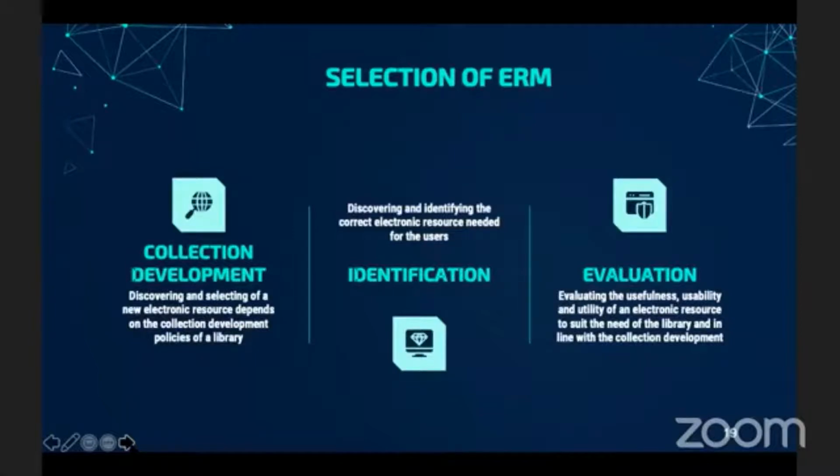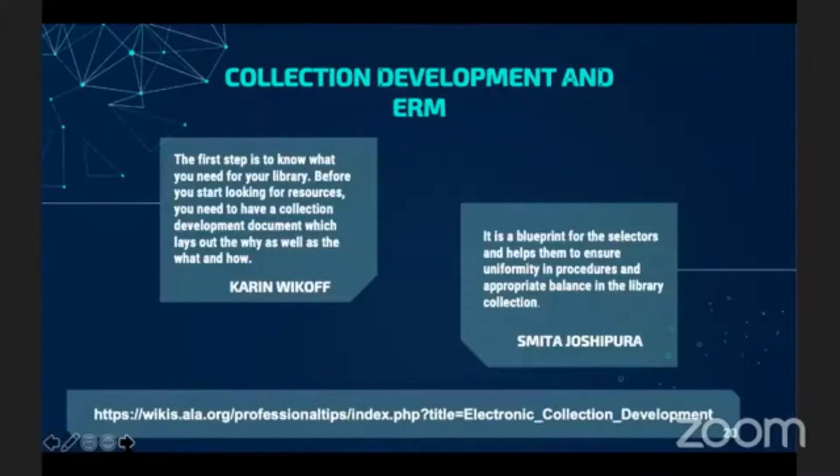The final step is the evaluation process, where by evaluating the usefulness, usability, and utility of an electronic resource to suit the need of the library and in line with the collection development policy of the library. Now, we keep on harping about the collection development policy because I believe it is very important for the procurement of any resource, especially an electronic resource, because the policy acts as a blueprint for the selectors and helps them to ensure uniformity in procedures and appropriate balance in the library collection. The first step is to know what you need for your library.